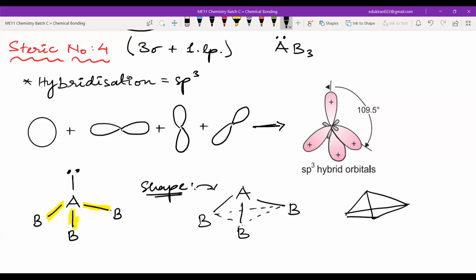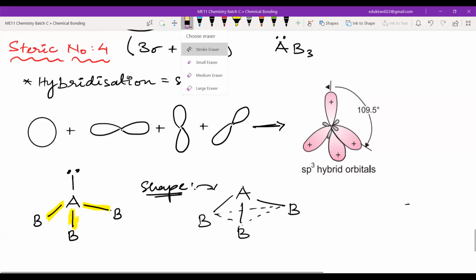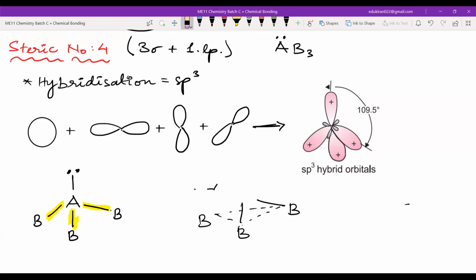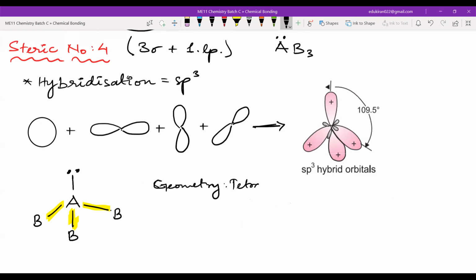You don't have to memorize these things. They are visible. The shape is pyramidal, but the geometry is tetrahedral. Okay, you got the difference? Geometry is tetrahedral, and the shape is trigonal pyramidal.